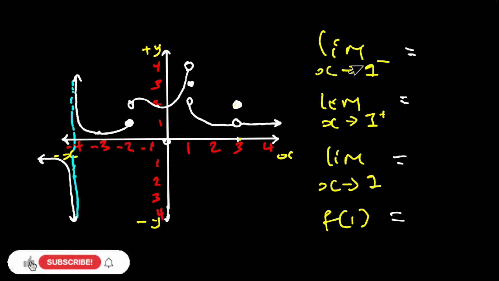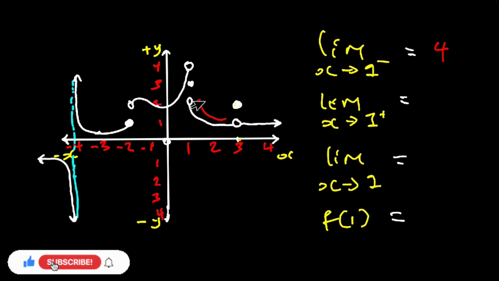Now, limit as x approaches 1 from the left, we follow this curve and trace it. The corresponding y value here at the end of this curve is equal to 4. So the limit as x approaches 1 from the left is equal to 4. This hole also is a point of discontinuity. So let's find the limit as x approaches 1 from the right.